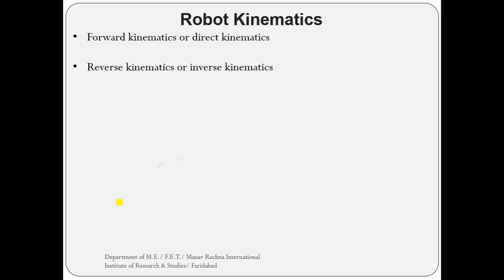Hello, good morning, friends. Today we are going to discuss robot kinematics. In robot kinematics, there are broadly two classifications: forward kinematics and the direct and the reverse kinematics. All right. As per our syllabus, we have two criteria, that is 2D and 3D. First of all, let us understand what exactly forward kinematics and reverse kinematics are.